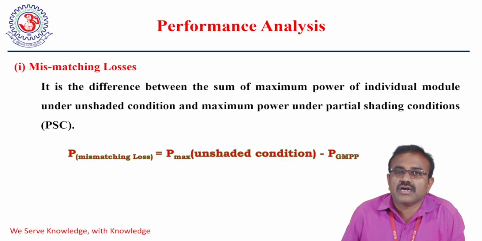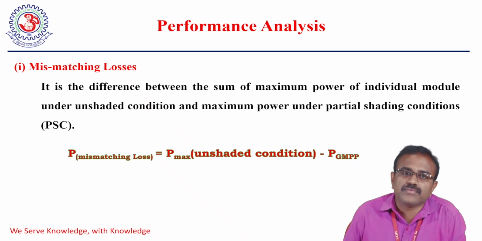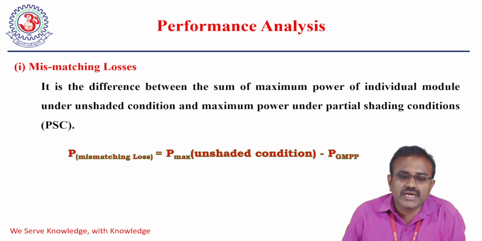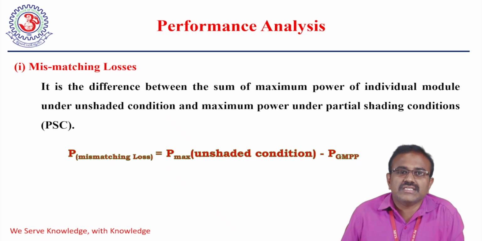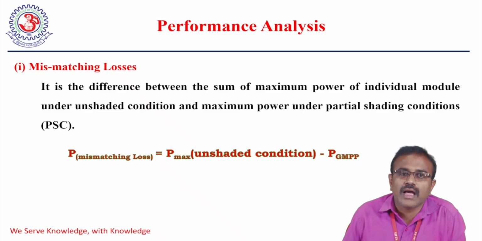In this concept we are going to discuss 4 types of performance analysis: mismatching losses, global maximum power, fill factor, and execution ratio. What is meant by mismatching losses? It is the difference between the sum of the maximum power of individual modules under unshaded conditions and the maximum power under partial shading conditions. This is the formula for mismatching losses.